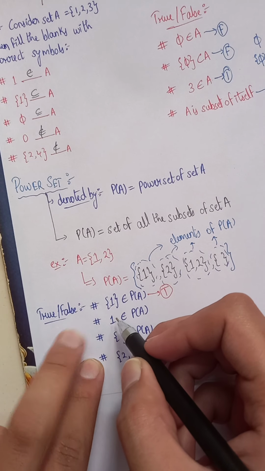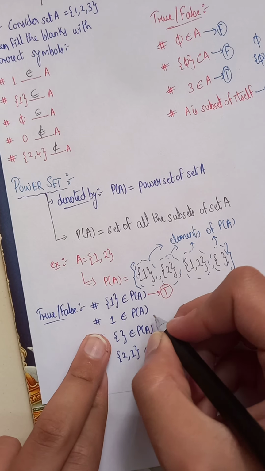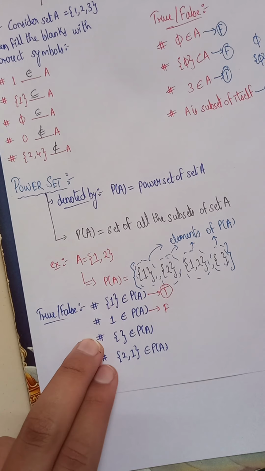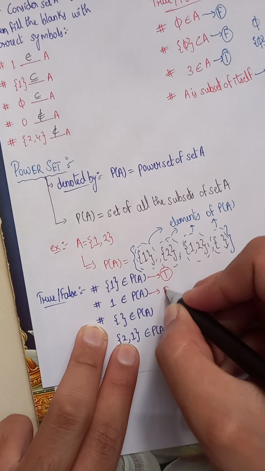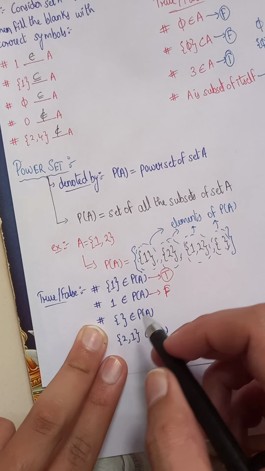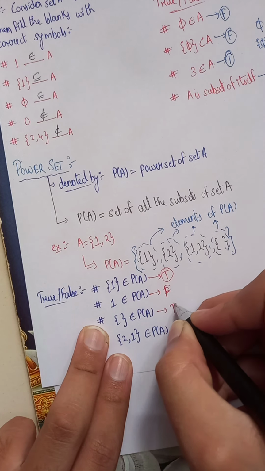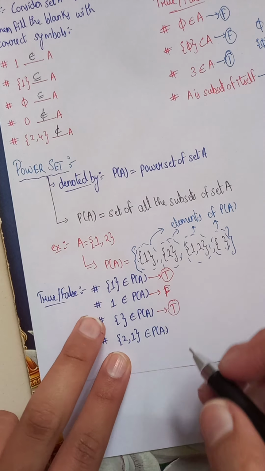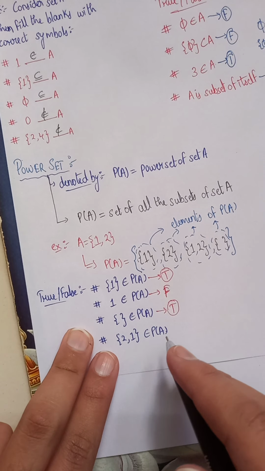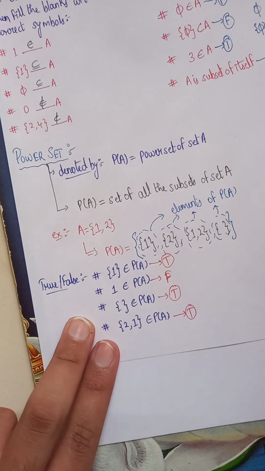Does only 1 belong to the power set of set A? No, it's false. It belongs to set A, not the power set of set A. So this is false. Next, does {5}, the empty set, belong to the power set of A? Yes, so this is true. Then what about {2, 1}? Yes, order doesn't matter. It belongs to the power set of set A, so this is also true.